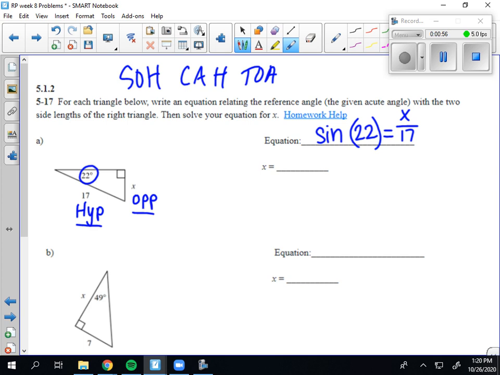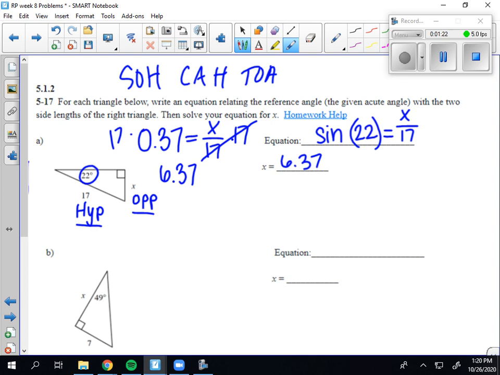So sine of 22, I have to plug that into a calculator, and it will tell me that my ratio is 0.37-ish, right? I had to round. And that equals x over 17. And in order to solve it, I need to multiply both sides by my denominator, because 17 divided by 17 cancels. So my answer is about 6.37-ish if you round it.